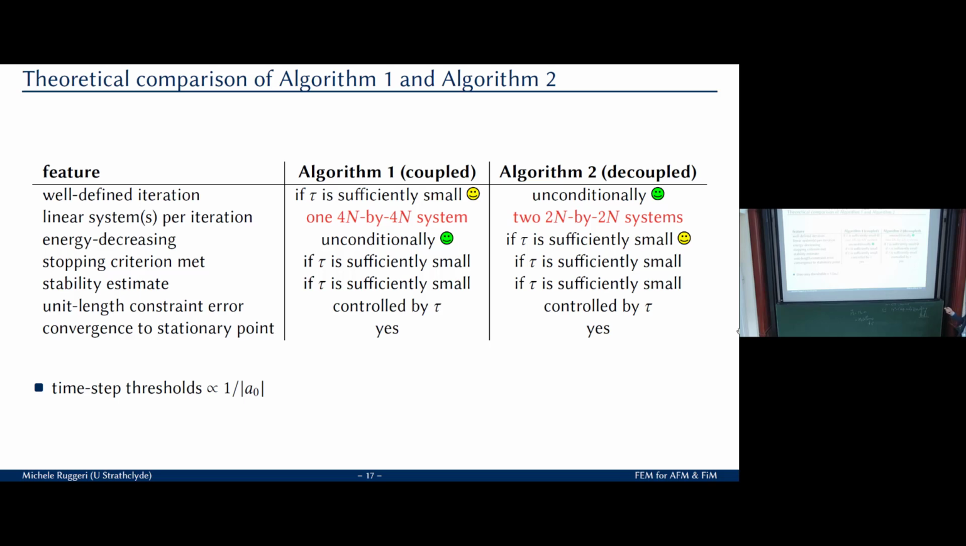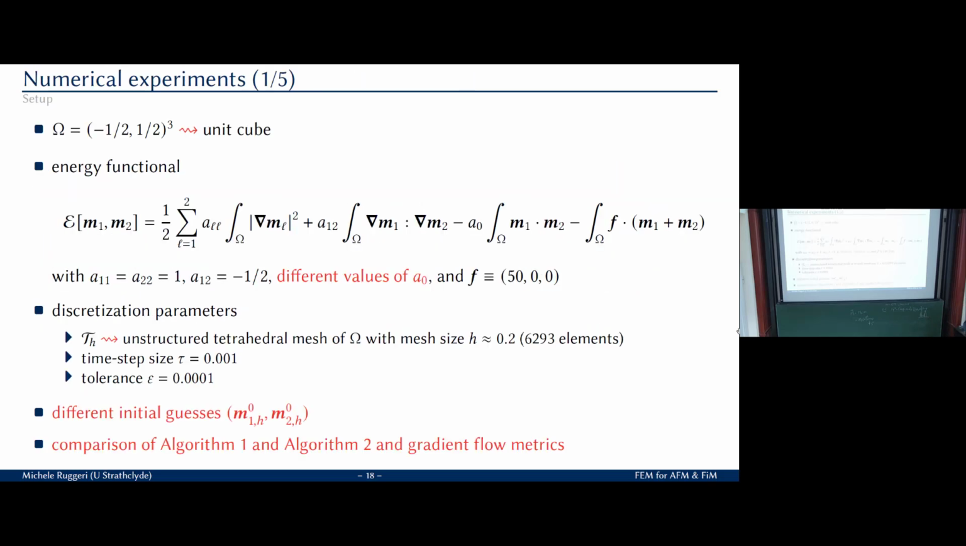This is the difference. And I want to point out that all thresholds involved here, so when I say sufficiently small, depend in this way on the coefficient of the L2 term of the energy. Okay, so this is a kind of theoretical comparison of the scheme. Now I would like to do some numerical comparisons of the scheme.